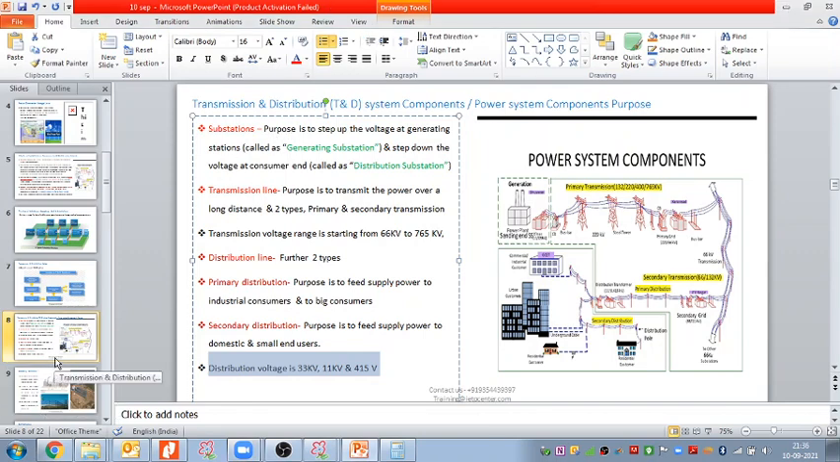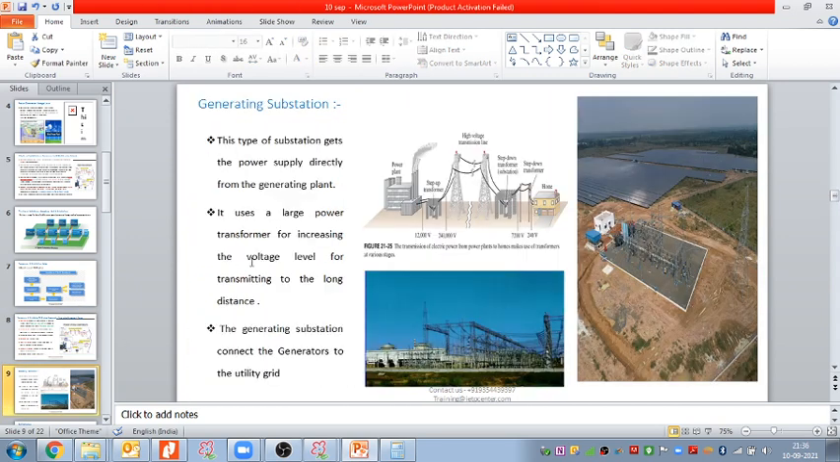Now let us see the generating substation. What is the generating substation? This type of substation gets the power supply directly from the generating plant, first of all. So this directly takes power from the generating plant. Here we have a thermal power plant, taking supply from the alternator or generator, and after that we make the switchyard. This is the switchyard for the generating power plant.